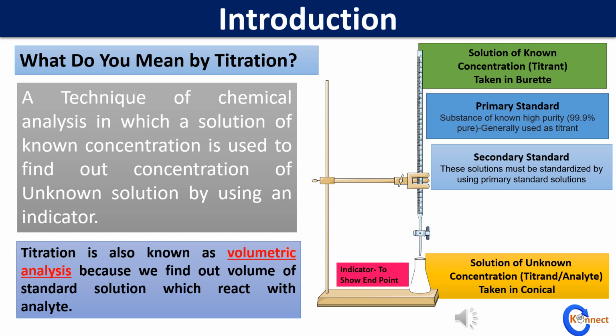Titration is also known as volumetric analysis because we find out the volume of titrant or standard solution which reacts with the analyte. Here, I would like to let you know about primary and secondary standard solutions also. Substances of known high purity, 99.9% pure, are called primary standards, and solutions of primary standards are primary standard solutions. These solutions are generally used as titrant, while secondary standard solutions must be standardized with respect to primary standards before using as titrant. If you want me to prepare a separate video on standardization of secondary standards, please mention in the comment box.